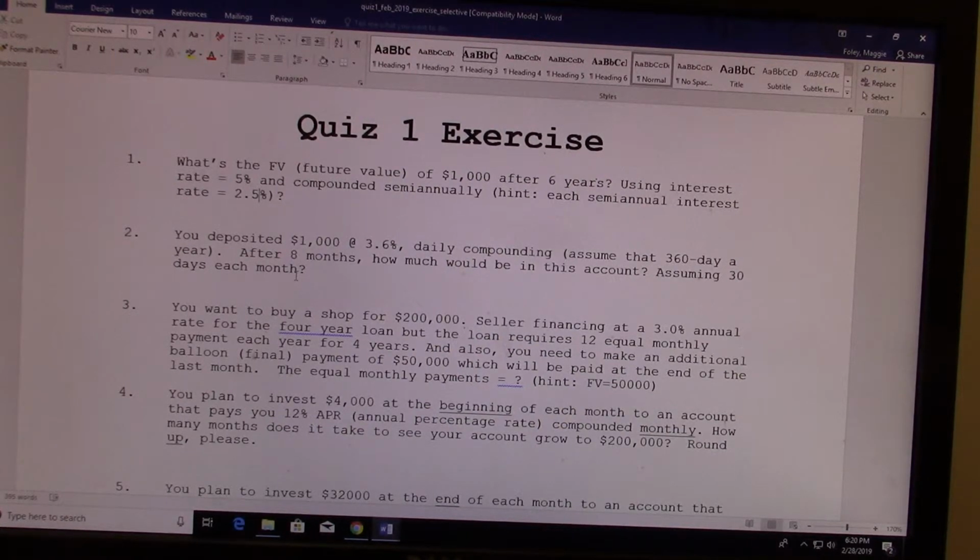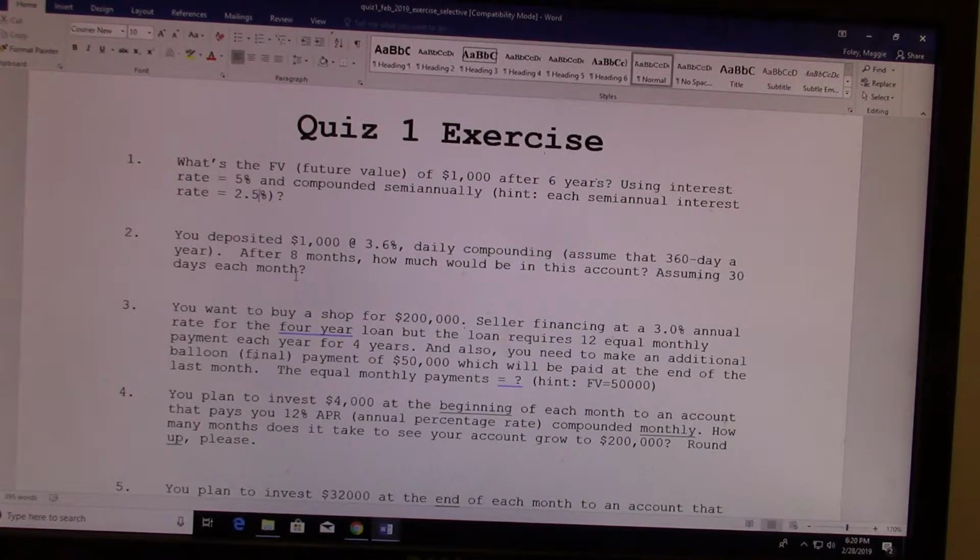Second, you deposit $1,000 at 3.6% daily compounding. After 8 months, how much would be in this account? So in this question, you deposit $1,000 now, so this should be the present value. And the interest rate should be 3.6% divided by 360. This should be the daily interest rate.